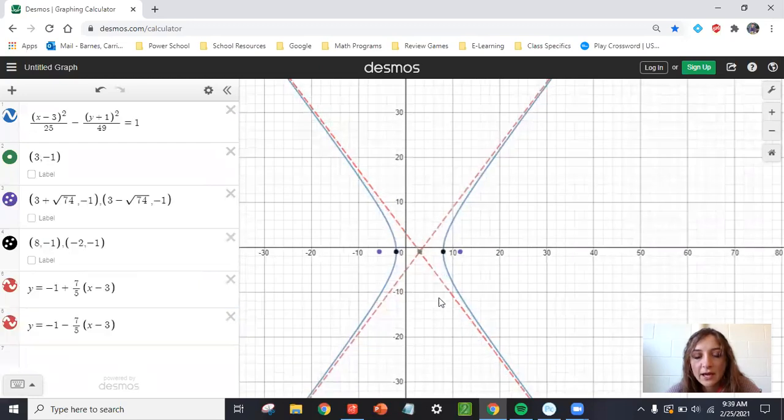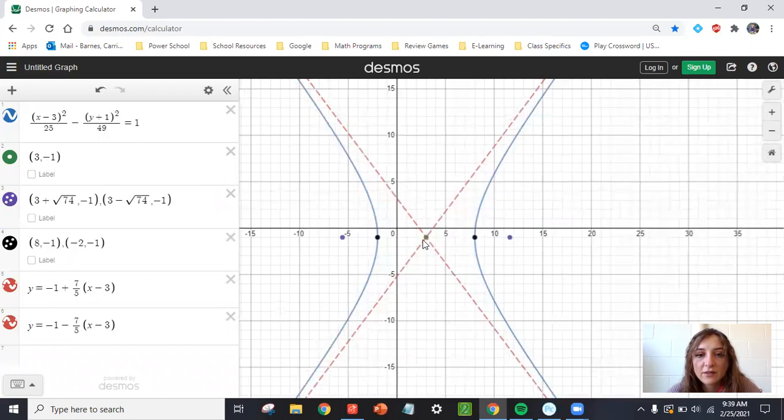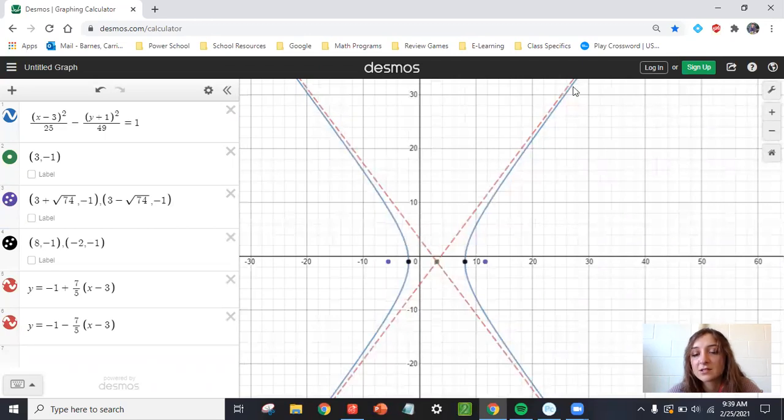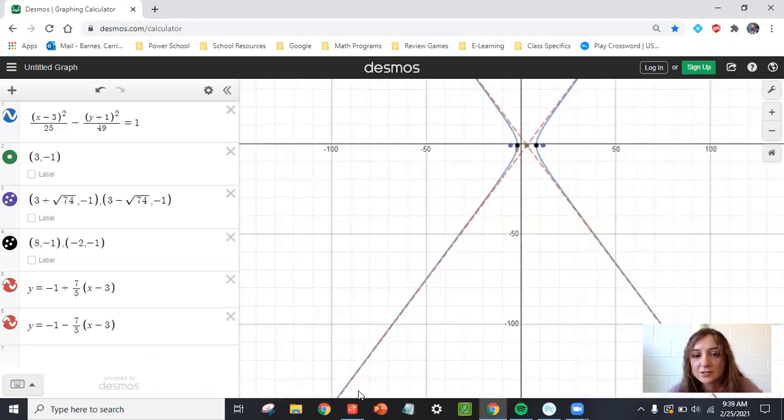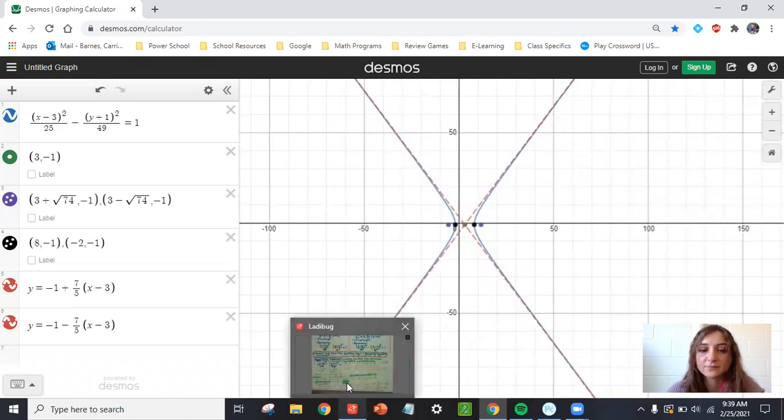Okay, so looking at our picture now, we can see that the center, the vertices, and the foci are all on the same line, so that's really good. And then we also have our asymptotes where you can see the ends are starting to approach them as you go towards infinity. Okay, so this picture checks out, so let's check our second set of formulas now.